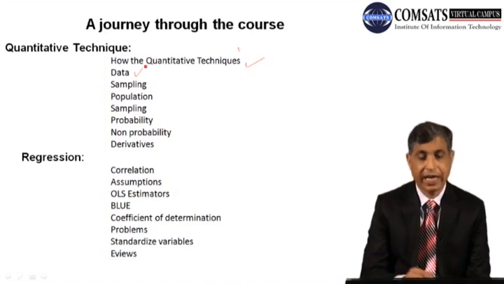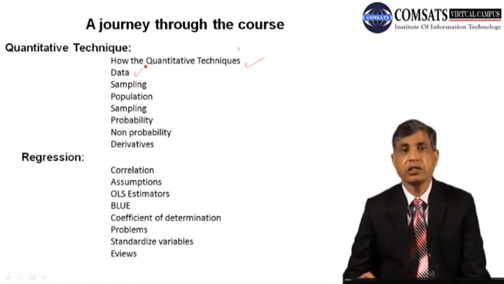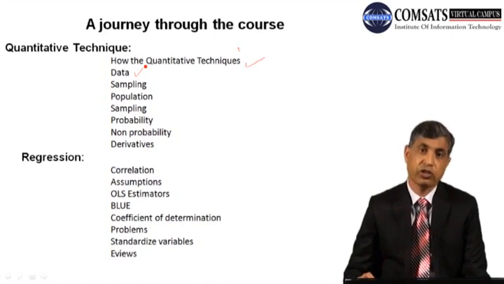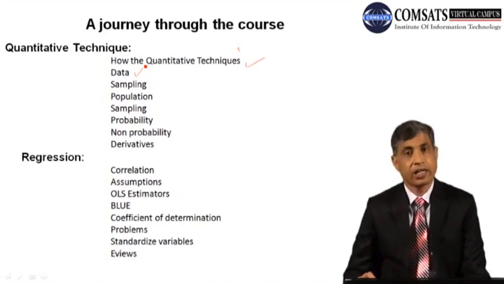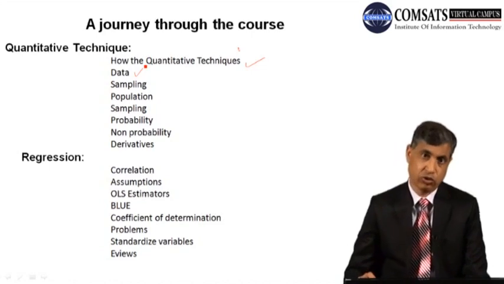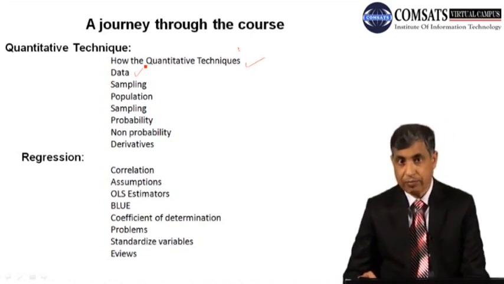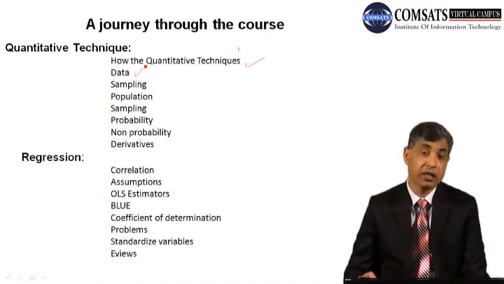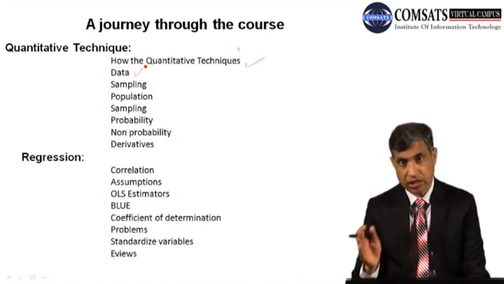Now we are going towards the data. Data is simply the collection of information. There are two major kinds of data, the primary data and the secondary data. Both kinds of data have their importance and both are useful.